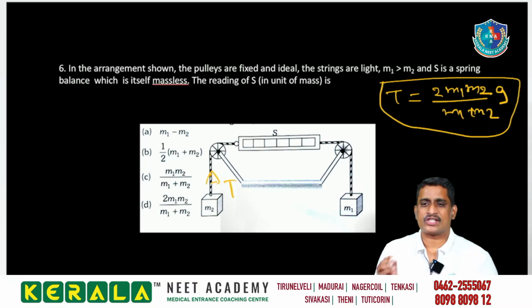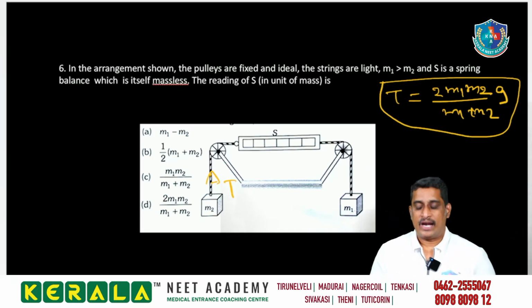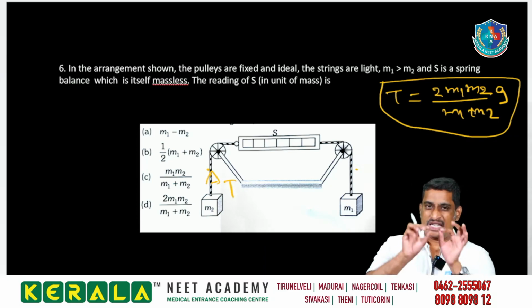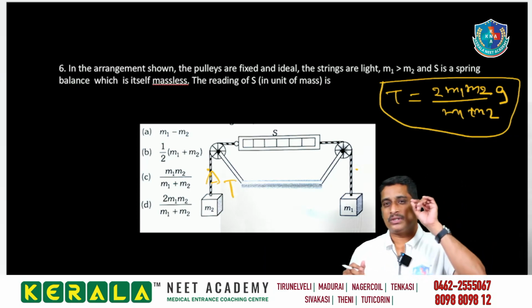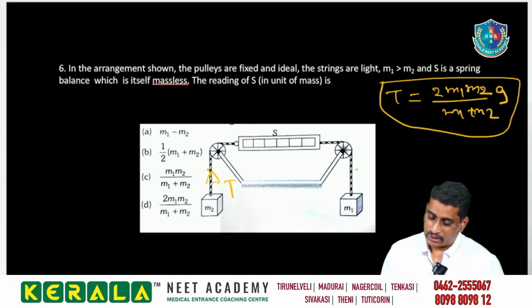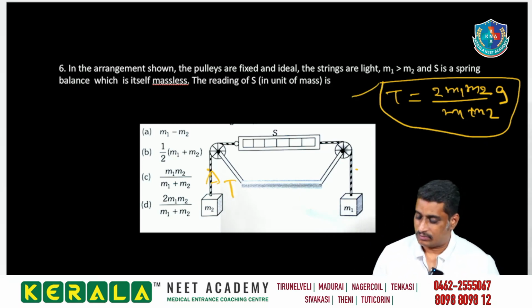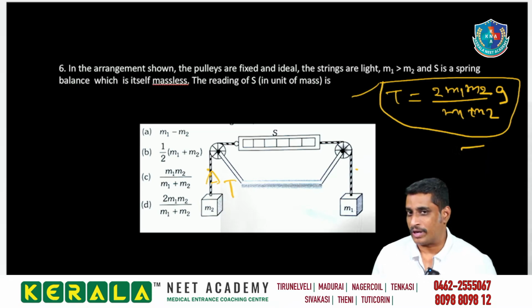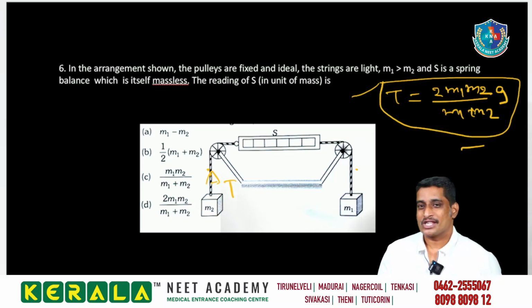Throughout the system, the same amount of tension will exist because the spring is massless and both strings are also massless. You are very familiar that if a string is massless, throughout that string the same amount of tension will exist. So in this example, the tension in the string, given by 2m1m2/(m1 + m2) times g, itself represents the reading of the spring balance.